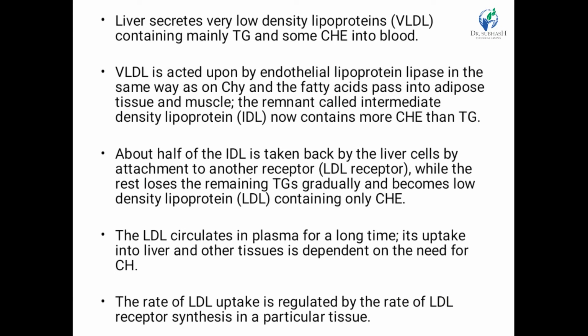Now, LDL circulates in plasma for a long time. Its uptake into liver and other tissues depends on the need of cholesterol, right. If your energy level is higher, your activity level is higher, this LDL will be used. But if your physical activity level is lower, this LDL will not be used and will circulate in plasma for a long time, and your cholesterol level will be elevated, right. This LDL is a bad cholesterol.